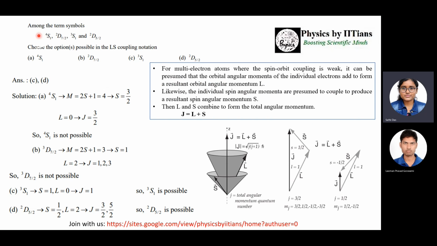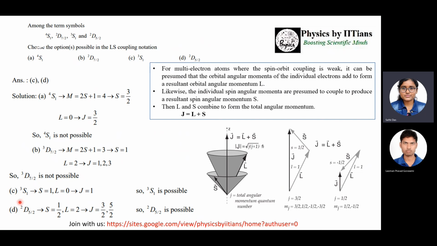The first question that came in the GATE 2021 exam, which we'll discuss: among the term symbols 4s1, 2d7 by 2, 3s1, and 2d5 by 2, choose the option or options possible in the LS coupling notation. The first option is 4s1, is it possible or not? Second one is 2d7 by 2. Third one is 3s1, and fourth one is 2d5 by 2. So among these term symbols, which is possible and which is not possible?